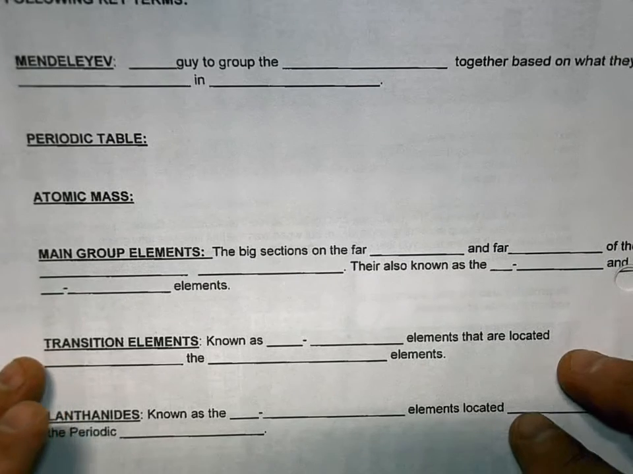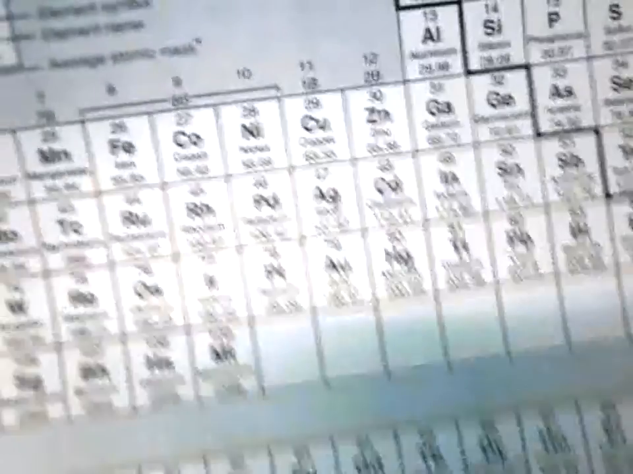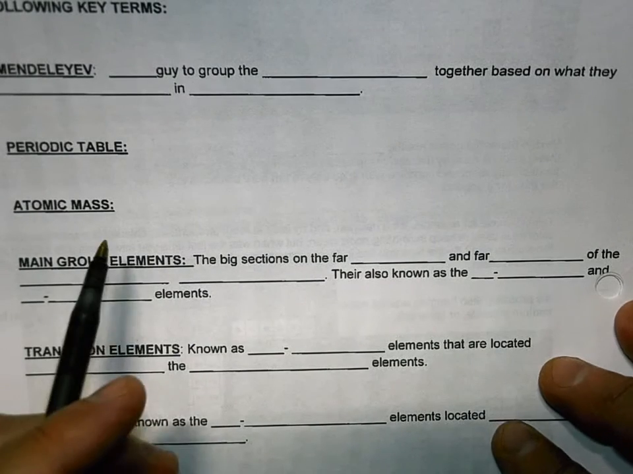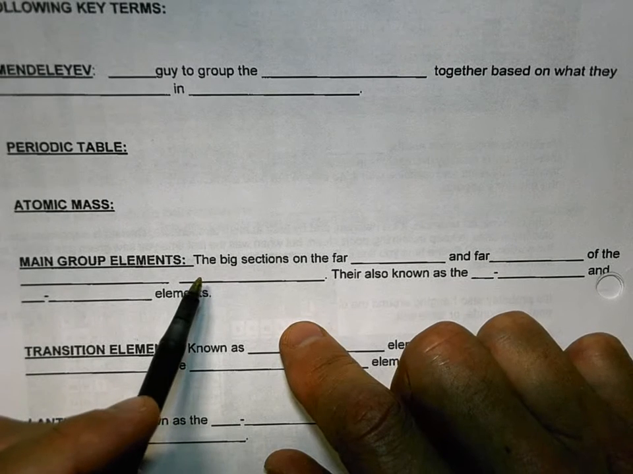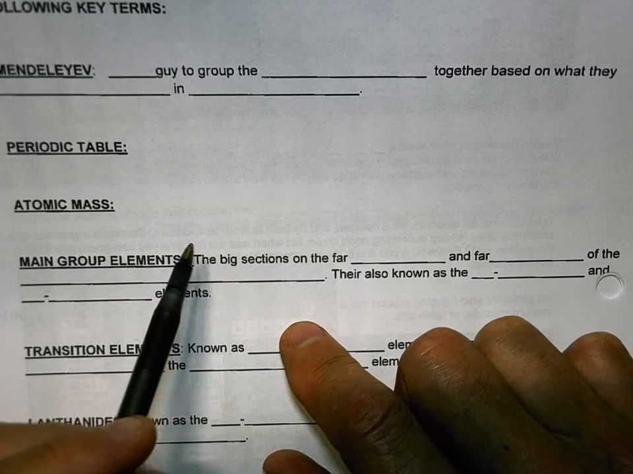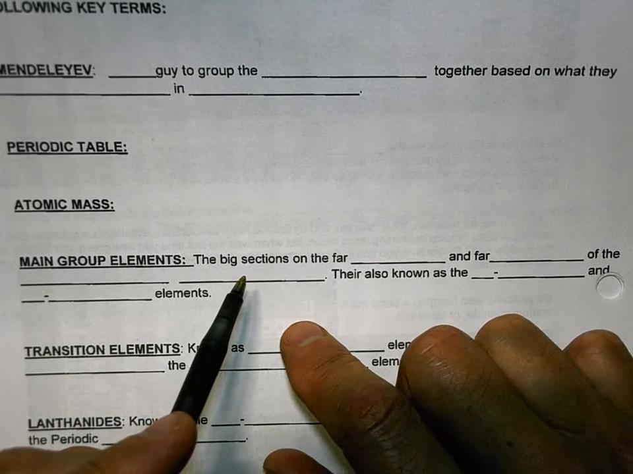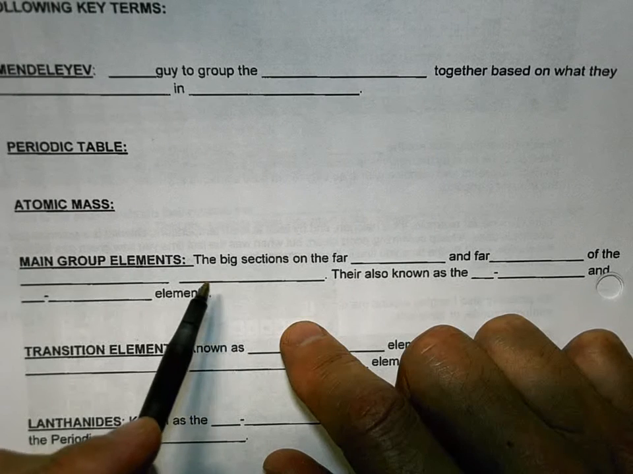All right, let's talk about the main group elements. Now I want you to pause and grab your periodic table. Remember, I passed these out a while back. Go ahead and get it out. It should be in your reference section. This shouldn't take too long. It is Monday Night Football tonight, so hopefully it won't take too long. Let's go through this.